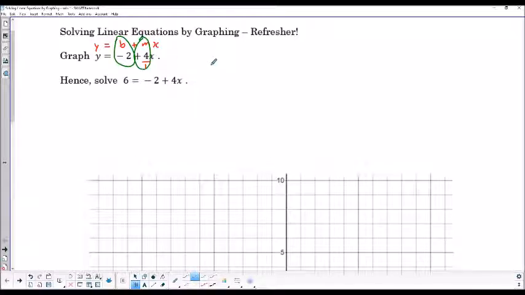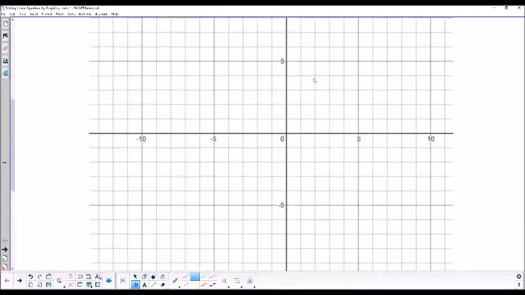So for every x unit we run to the right, which is the run, we're going to be rising 4 units in the y direction. All right, so let's go down to the grid. The y-intercept is -2, so we start at the origin and go down to -2 on the y-axis. And there's the y-intercept, 0, -2.